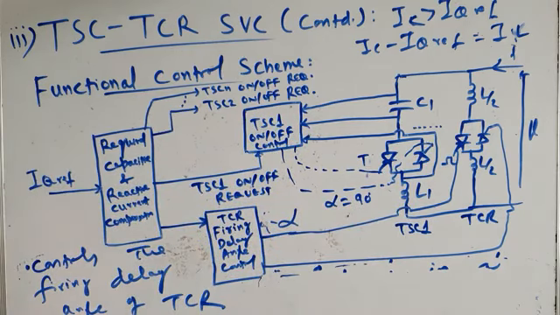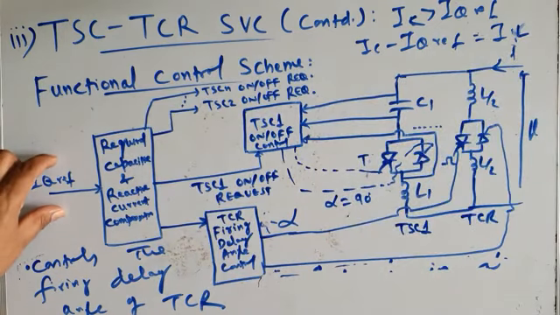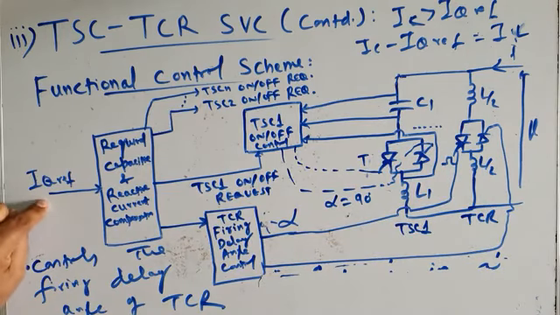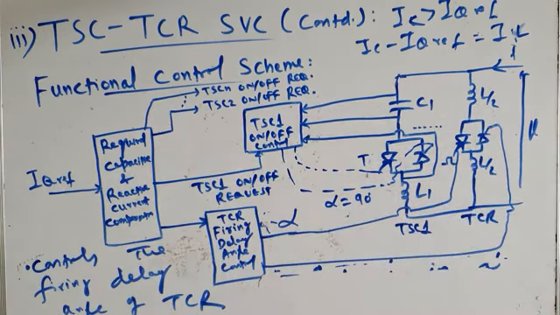First function: depending upon the capacitive reactive power requirement, which depends upon how much reactive power has to be injected into the transmission line, which depends upon the reactive power compensation required. Depending upon this IQ ref, this controller decides how many TSC branches have to be switched in. It also finds the magnitude of this TCR inductive current in order to cancel the surplus capacitive reactive current. That is the first function.